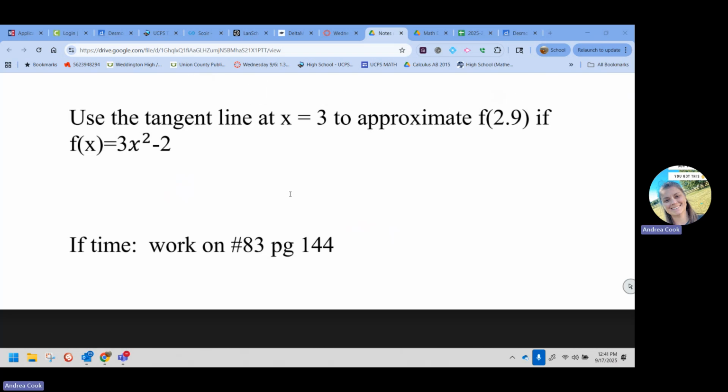All right, then our last notes example today is another one where we haven't seen directions like this, so we're going to just dissect the directions really, really carefully. Within the first 4 words, I see this. Use the tangent line. Pause for a second. I already know I need point and slope.